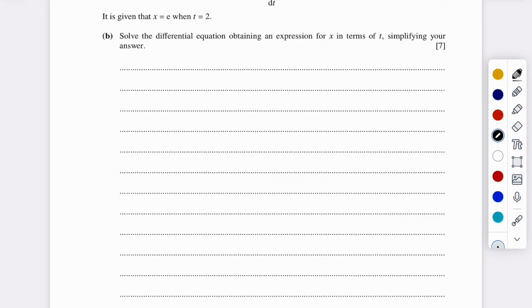Right guys, now for part b, we've got the following question. We've got a differential equation, (x ln x plus t) times dx by dt equaling 0.